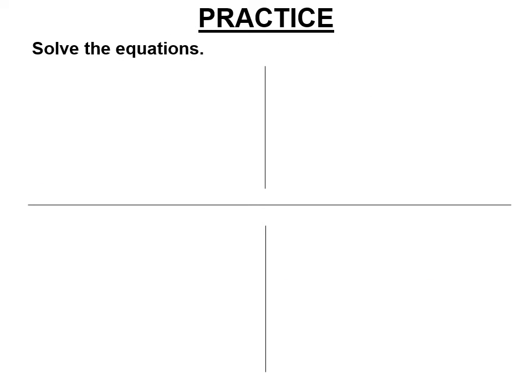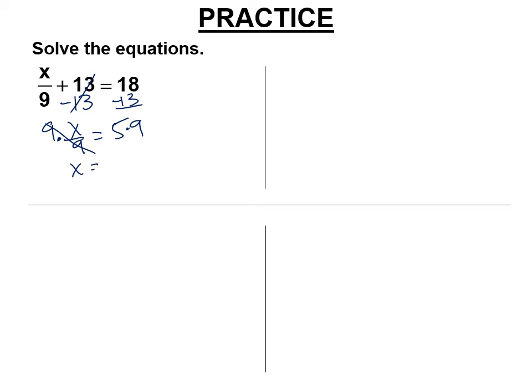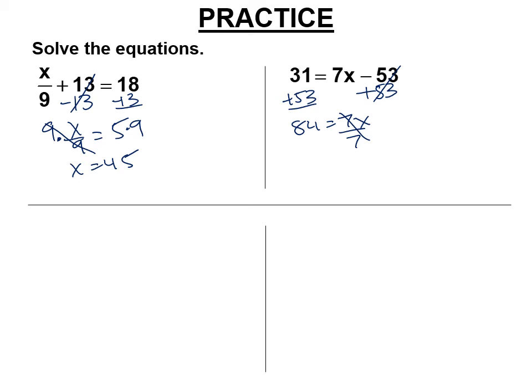Okay, so let's practice here. All right, so it's add 13, so we subtract 13 from both sides. X divided by 9 equals 5. X is being divided by 9, so you multiply both sides by 9. X equals 45. It's subtract 53, so we add 53 to both sides. 84 equals 7x. X is being multiplied by 7, so you divide both sides by 7. 12 equals x. Now see how fast I'm doing these. It's faster than doing it in your head, and that's what's going to happen to you as well.